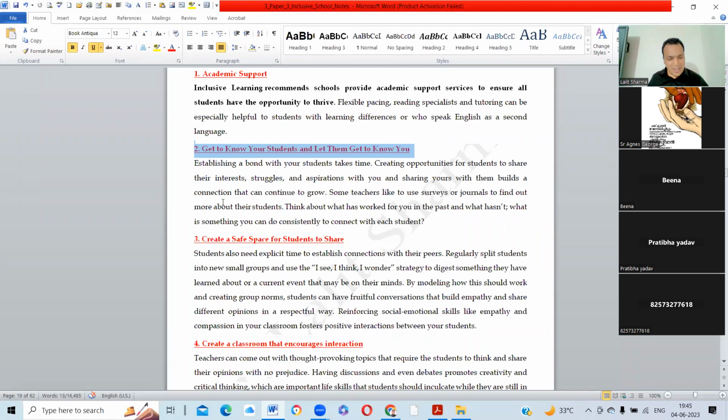Teaching does not mean we have to cover the syllabus. Nothing else. We have to know the student first and let them get to know you. Right? Let the student also know who you are. When I say this, it is only a 3 or 4 word line, but there is a lot in this line: to know the student first.